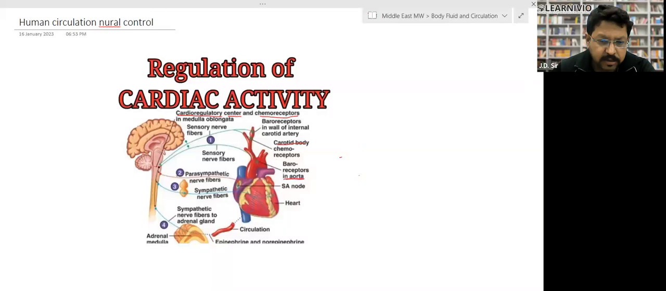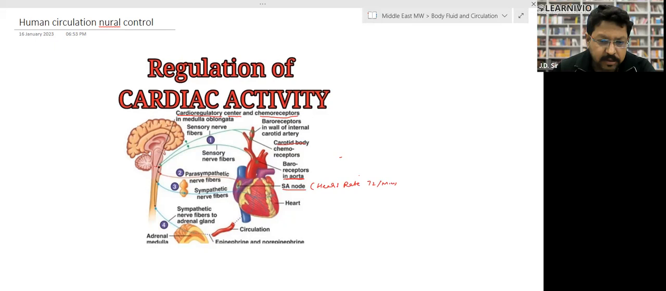There is one more nerve which arises second. This is the parasympathetic nerve fiber, right? It also arises from the brain, and it controls the SA node. You know that the SA node is called the pacemaker, right? It controls the heart rate, which is 72 per minute. That is controlled by the SA node. The SA node function we have already understood, right?